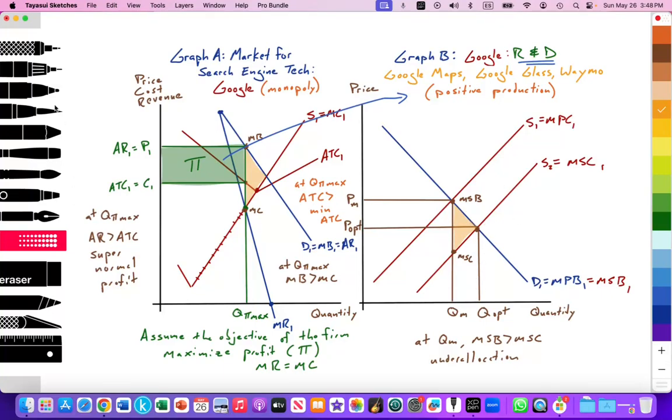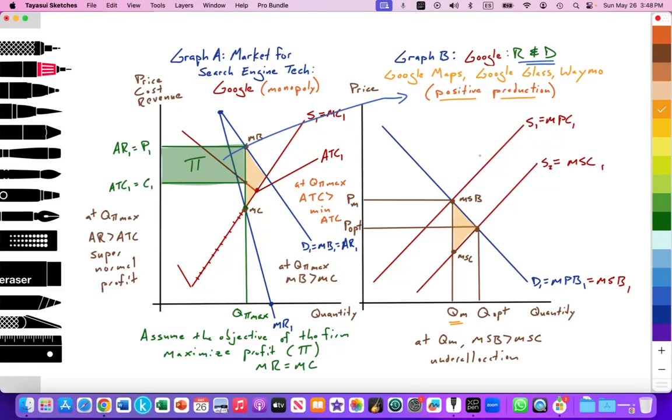Okay. So Google, through their reinvestment of their supernormal profit towards research and development, creates this positive production externality. They're producing innovations that can spill over positively to society, so that at QM, the marginal social benefit of these technologies, in this case Google Maps, is greater than the social cost. It's improving our efficiency to be able to travel from point A to point B, to find shops, restaurants, and whatever we might be looking for online.